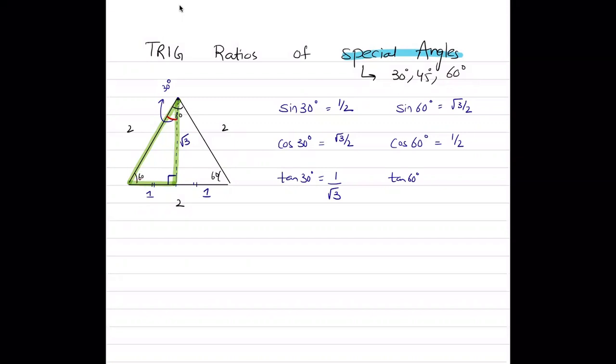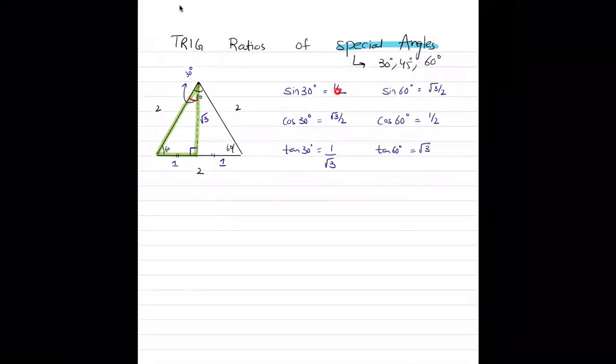Root 3 upon 2. Root 3 upon 1. So that is root 3. Very good. So these are the values that you must remember for special angles such as 30 and 60 degree.